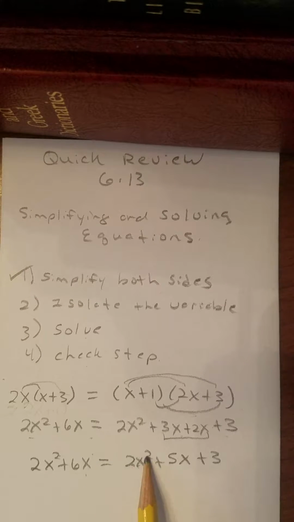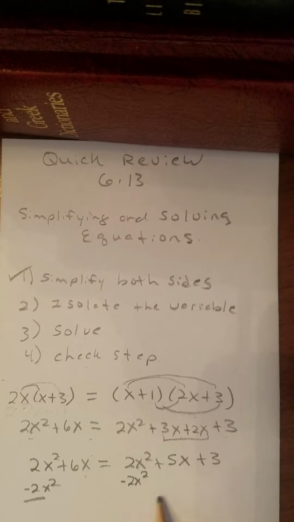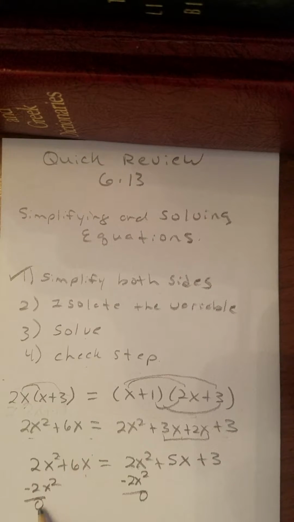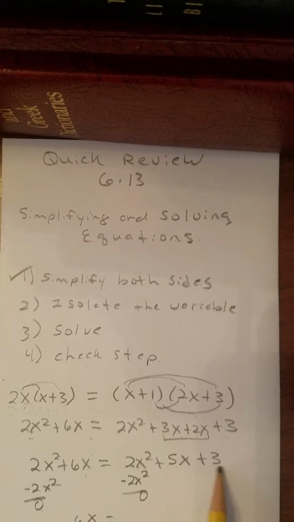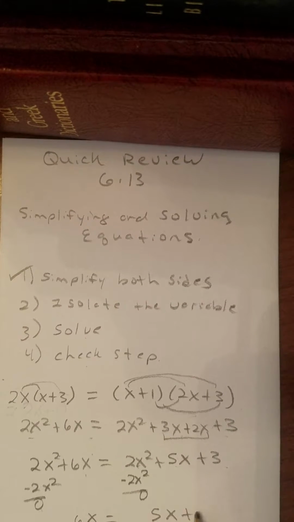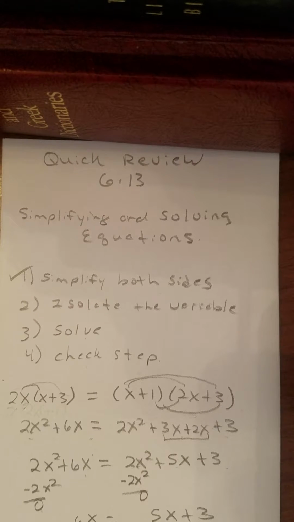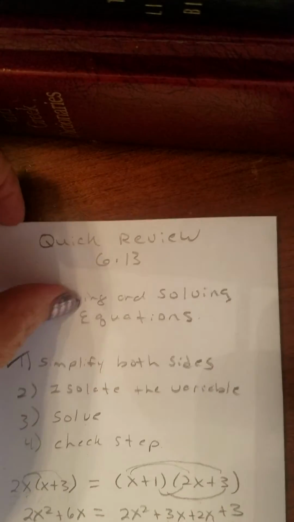So here they have 2x squared. I'm going to subtract 2x squared from both sides. Remember, whatever you do to one side, you have to do to the other to keep it balanced. So this becomes 0, but notice this also became 0, which leaves you now with 6x equals 5x plus 3. Now you have a first degree equation. It's been reduced down to a first degree equation where the x is to the first power. You're familiar with this, and you should know how to work the problem.